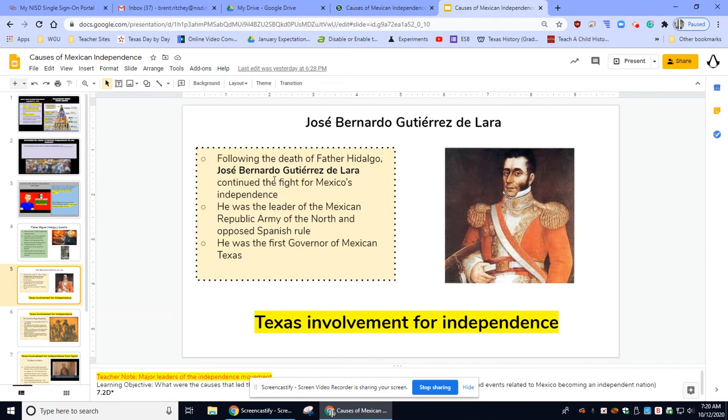Another person was Jose Bernardo Gutierrez de Lara. Following the death of Father Hidalgo, Gutierrez de Lara continued the fight. He took up arms. He was a leader of the Mexican Republic Army of the North and opposed Spanish rule. He was the first governor of Mexican Texas.